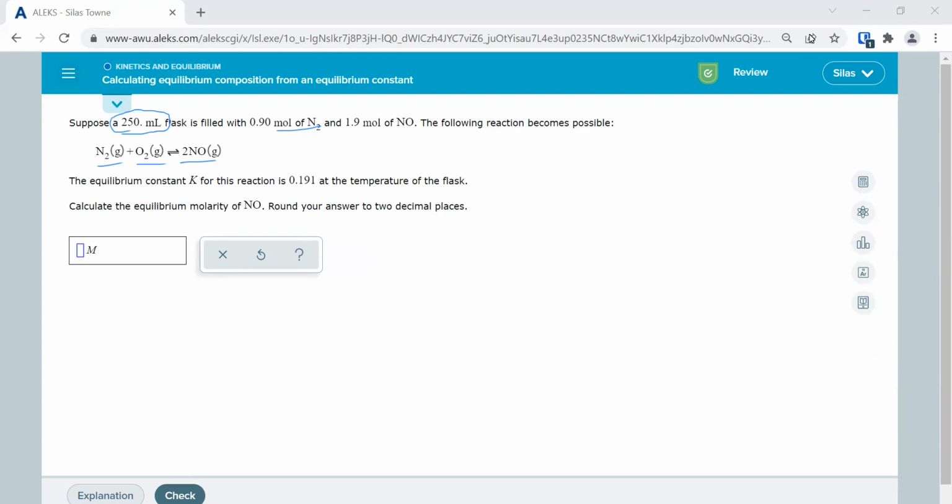So let's do that. Let's start out with N2. We have 0.90 moles, and it's per liter, so I'm going to say 0.250 liters, and I get 3.6 molarity. Now, if I switch to NO, I get 1.9 moles per 0.250 liters, and I get 7.6 molarity. Now, again, that's the starting point.